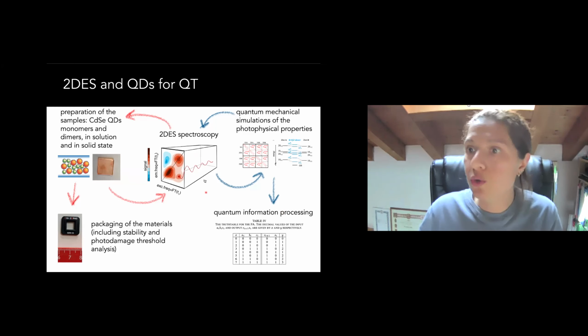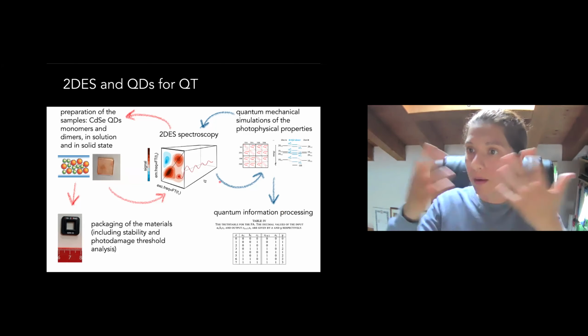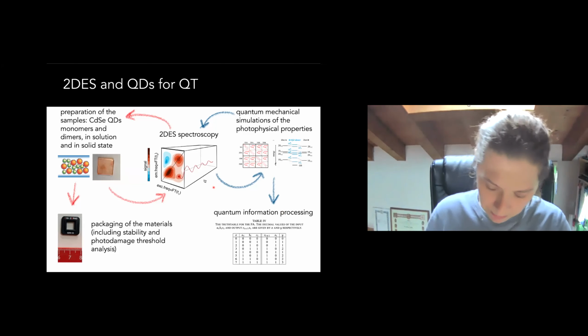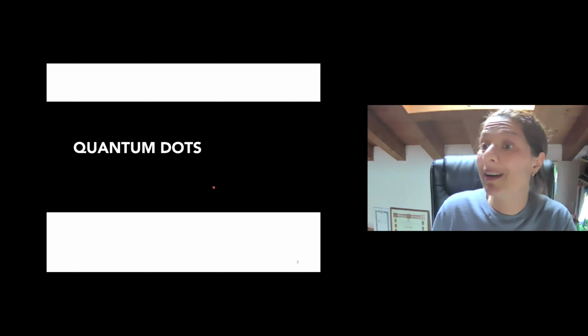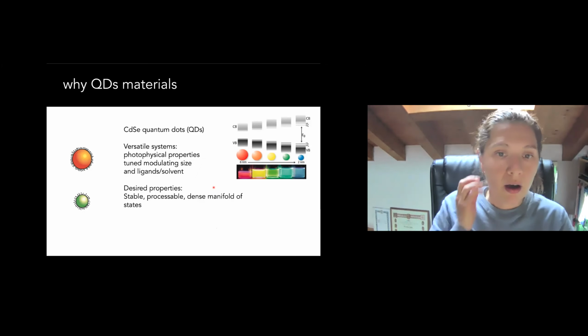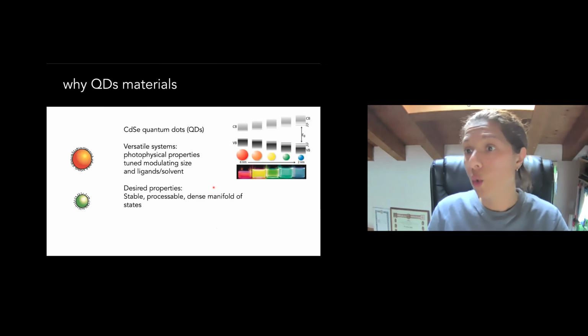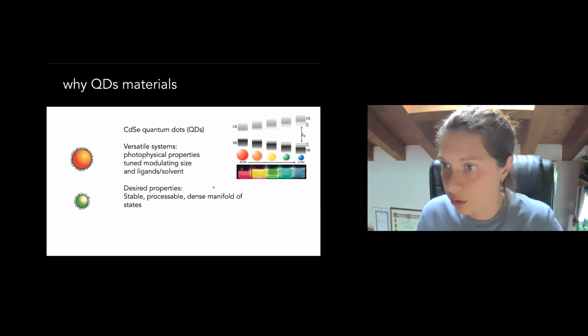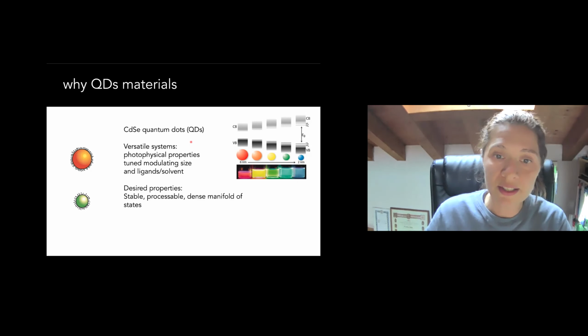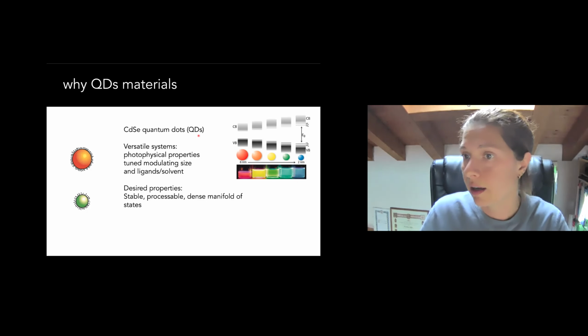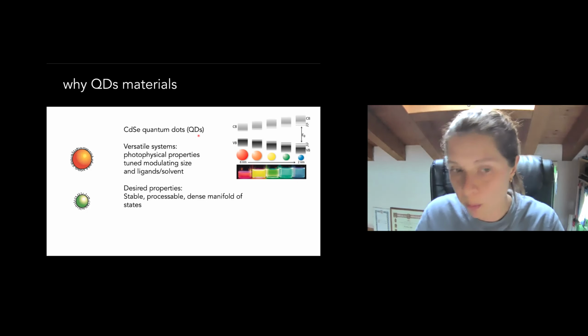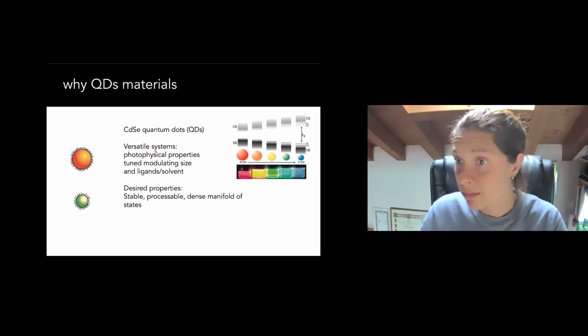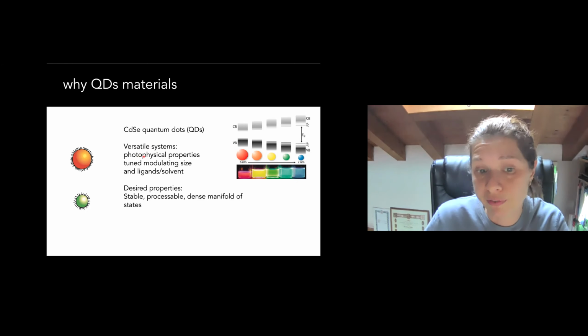I'm going to show you now a bit better the details behind this final aim. Let me start from the materials, from the quantum dots. We decided to choose quantum dots as the material for this project because quantum dots are materials with very interesting optical and electronic properties. They are versatile systems. You can basically tune their photophysical properties by modulating the size, the ligand, and the solvent.